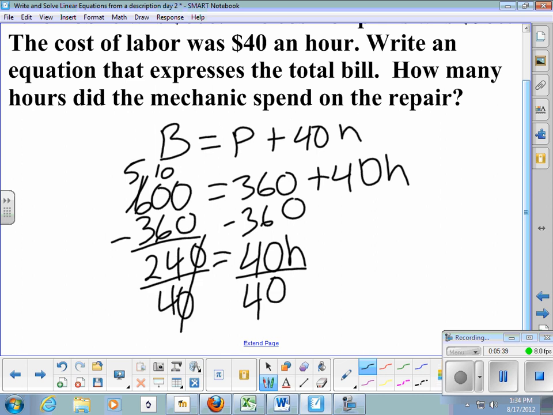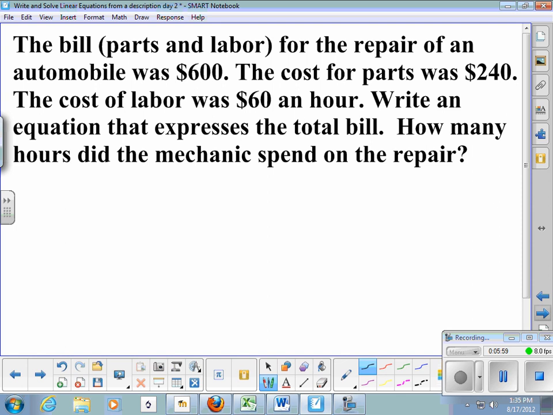Let's cancel a pair of zeros on the right. So it's really 24 divided by 4. So 24 divided by 4 is 6. 6 hours times $40 per hour would be the $240. Change it up a little bit.